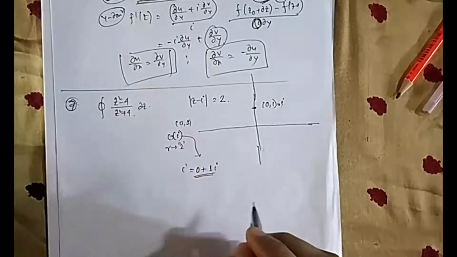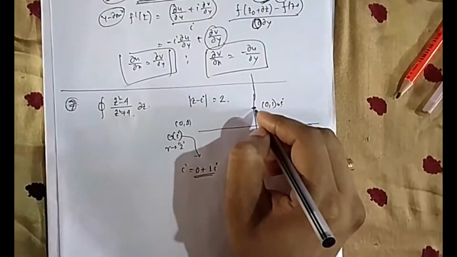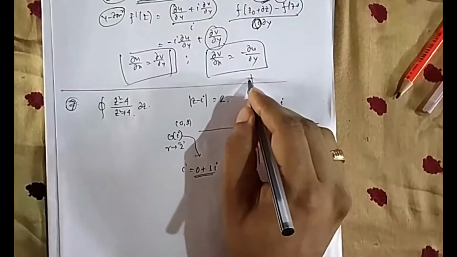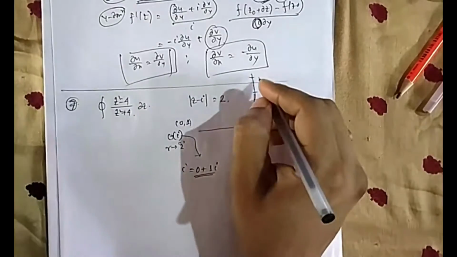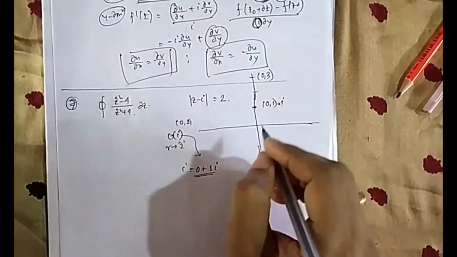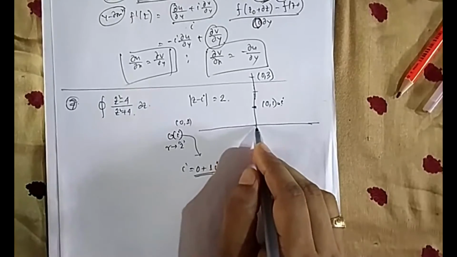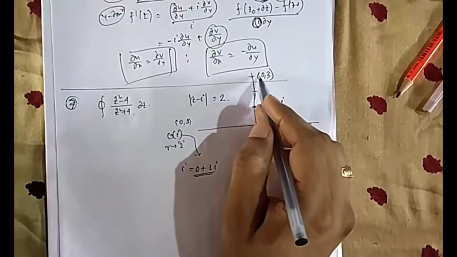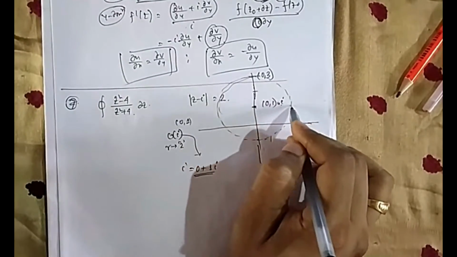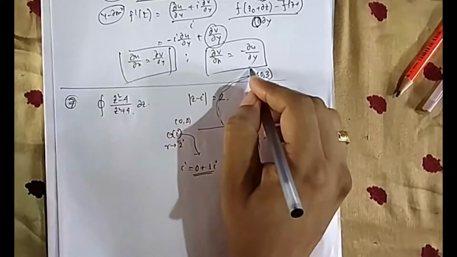Now what is the radius? Radius is 2, so it will be a circle of 2 unit radius. If it is 1, then it will go to 3, and in the other direction it will come to 0 and minus 1. So it will be a circle like this. Around this circle we have to integrate.